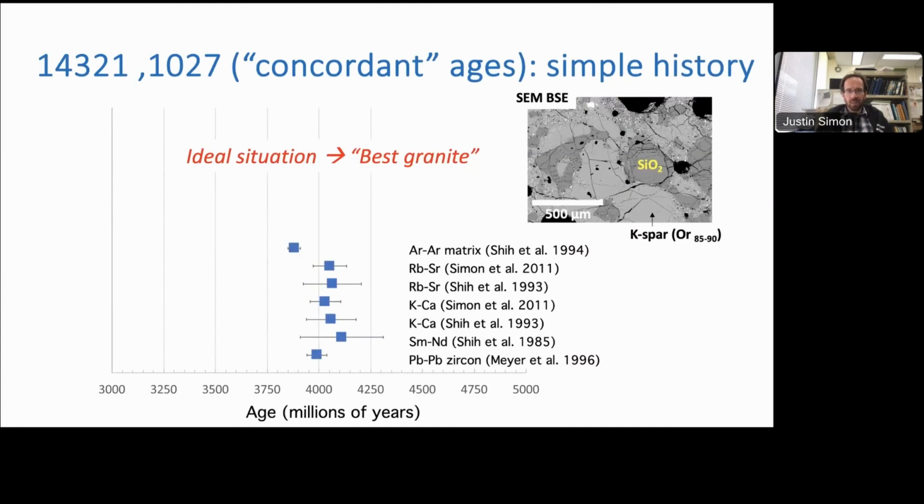Okay, so let's talk more about the samples, and this is going to transition into volatiles very shortly. This sample, 14321,1027, is a very famous sample. I had the opportunity to work on it several times, and we're going to talk about this sample a couple of times. It's an ideal situation because it has such a nice chronology or concordant age record. And you'll see I talk about this as the best granite. Roy Christofferson makes fun of me because I talk about it as the best granite on the planet a lot.